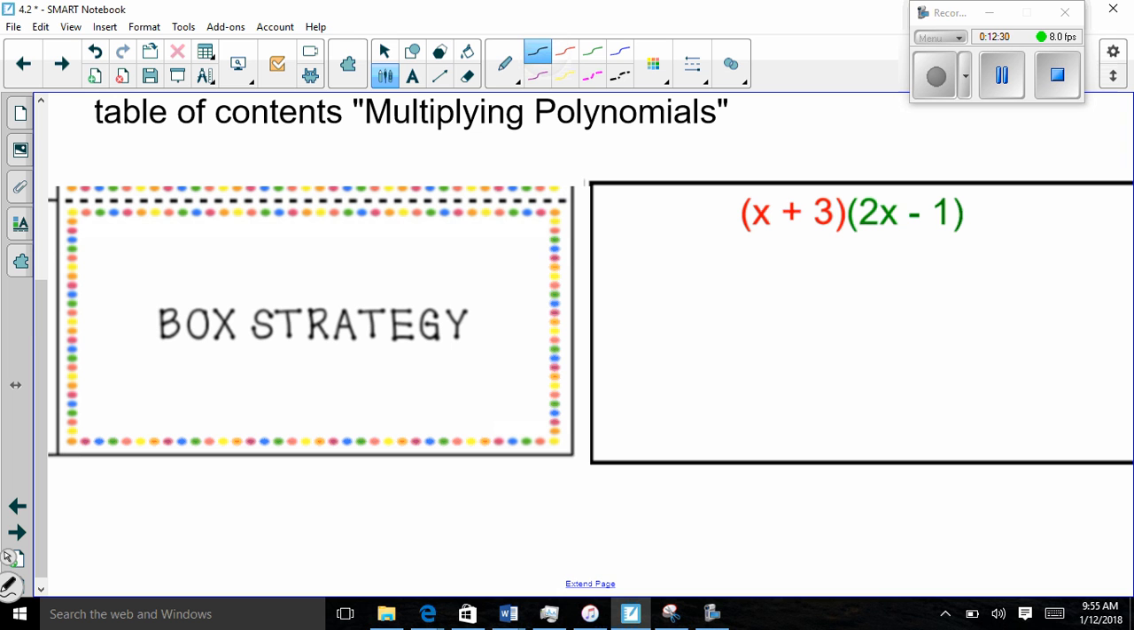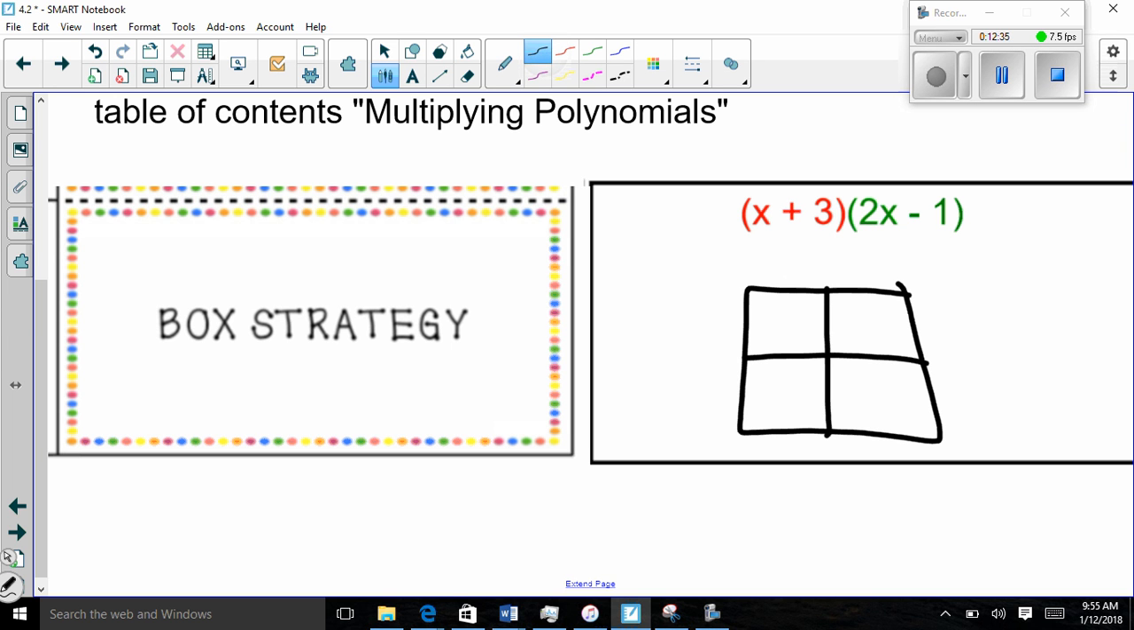But the first thing you're going to do is draw a box like this. And you're going to be finding the area of each box. When I say area, what does that mean? Multiply. We're going to be multiplying. So the first thing is I'm going to take my first color and put that up: x and plus 3. We're breaking them up. 2 different people who are always with each other. I'm going to break them up.